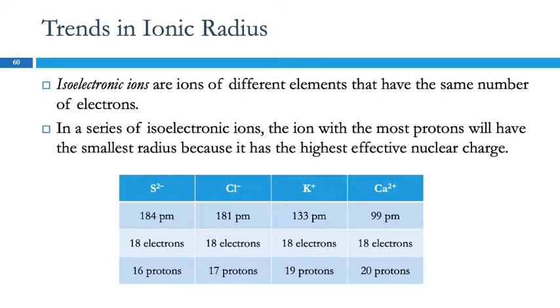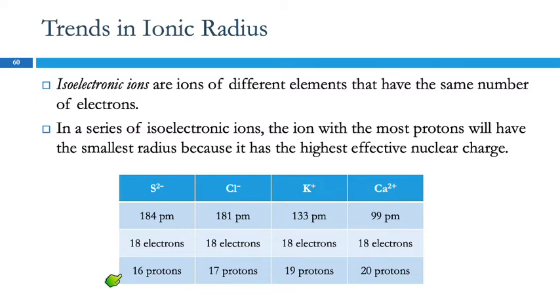They have different protons, but they have the same number of electrons. So most of those main group elements, when they form ions, have the same electron configuration as a noble gas. So if we look at these guys, sulfide ion S2 minus, Cl minus, K plus, and Ca2 plus, all of these, because they are ions, have 18 electrons. They have the electron configuration of argon.